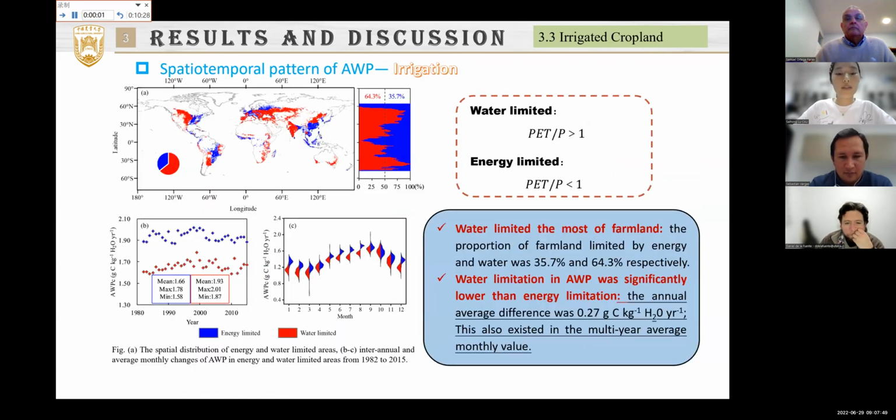In the third part, we discussed the effects of irrigation on spatial temporal patterns of AWP. First, we found that water limited most of the farmland, taking a proportion of 64% in total. Furthermore, AWP under water limitation was significantly lower than under energy limitation, where the annual average difference was 0.27 in carbon multiplied water per kilogram. And this also existed in the multi-year average monthly AWP.